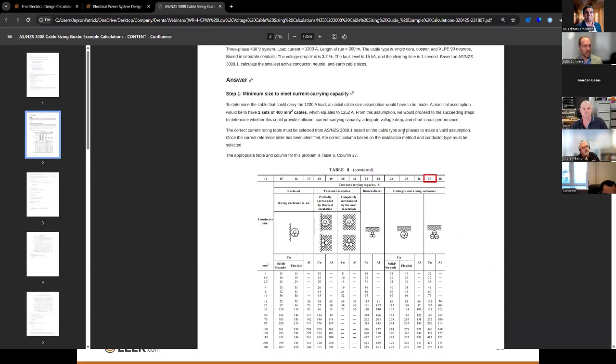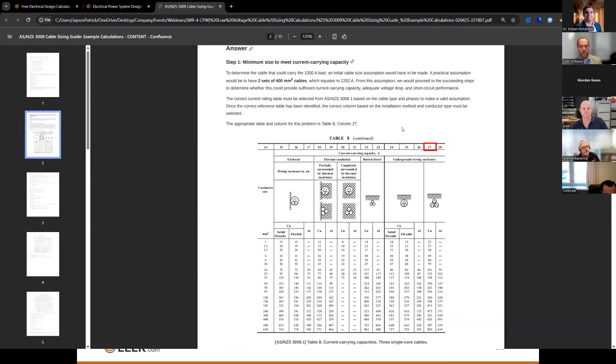So first thing we need to do is find the minimum size to meet the current capacity. So 1200 amps. If we look at this table here, and find the table that matches for XLPE insulated three-phase cables, that's Table 8 in this standard. Column number 27, we're also using copper conductors.